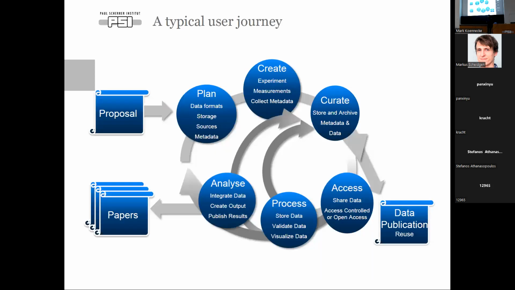So if we have a look at a standard experiment journey, or the journey that the user takes when submitting an experiment and actually collecting the data, we see that we start with the proposal, then comes planning, creation of the experiment, location of the files, then we curate the data, and then after the experiment has been taken, it follows the path where we access, process, analyze, and eventually publish a paper.